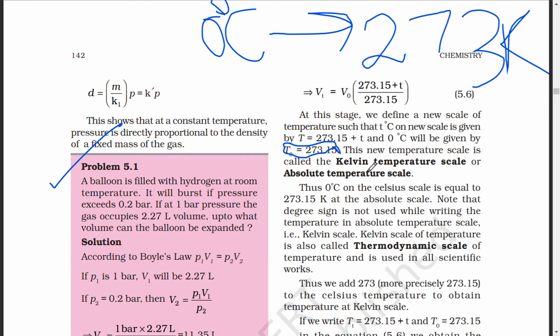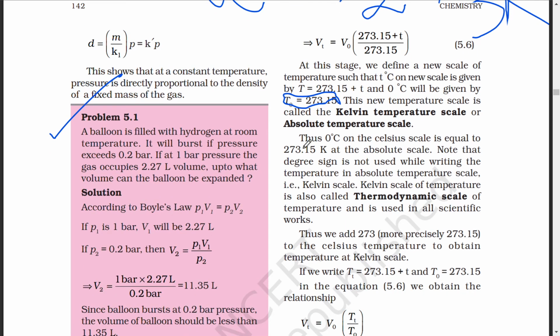We know in chemistry, to solve any numerical, we have to first convert the temperature. If the temperature is given in Kelvin, then it is good. If it is not given, then we have to convert it into Kelvin. Otherwise, we won't get the right answer. Now, thus 0 degree Celsius is equal to 273.15 Kelvin at absolute scale.